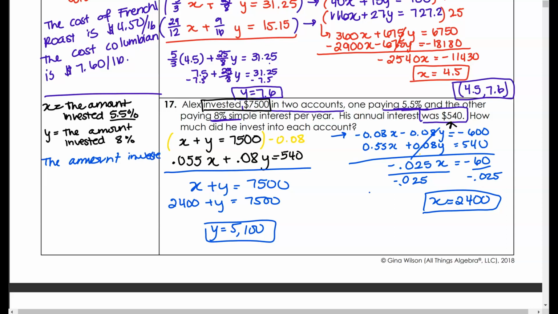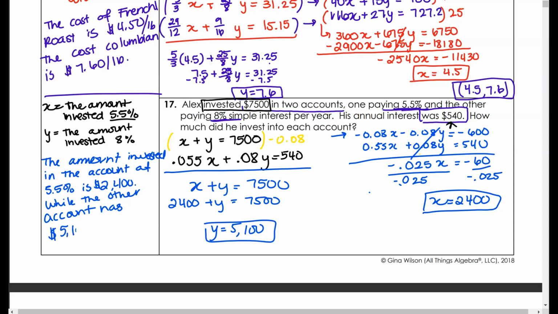So we'd say the amount invested in the account at 5.5% is $2,400, while the other account has 8%. Whoops, forgot. Has 5,100 invested. And that's it. That's it for this section.